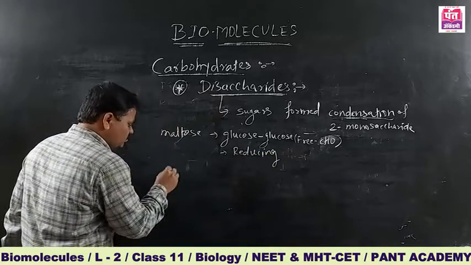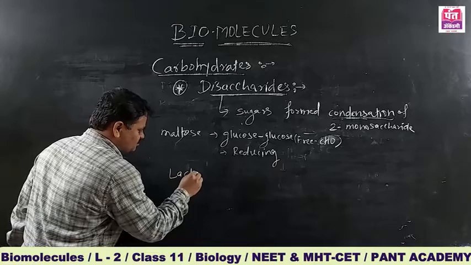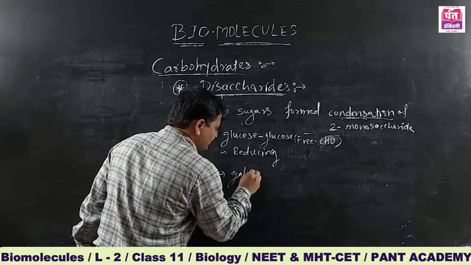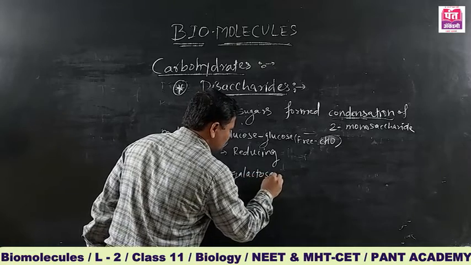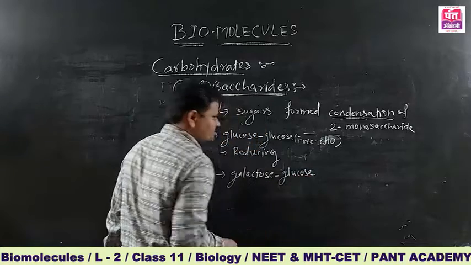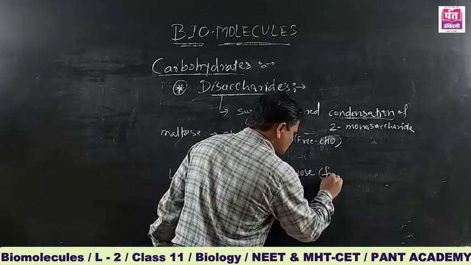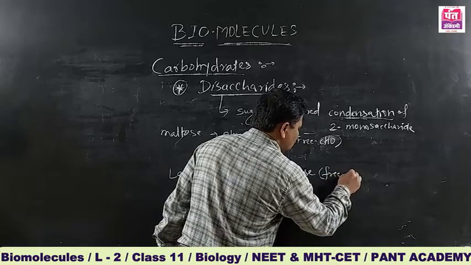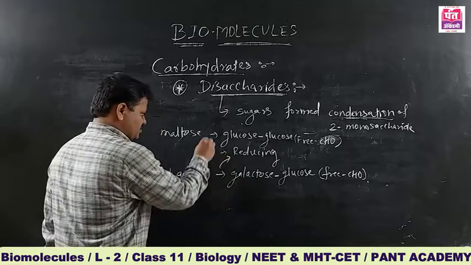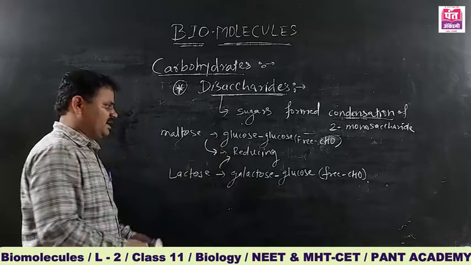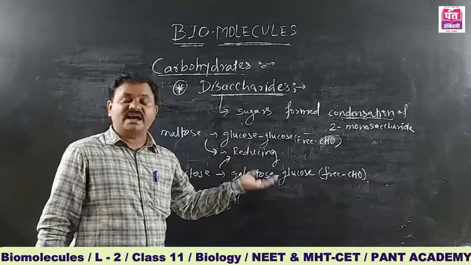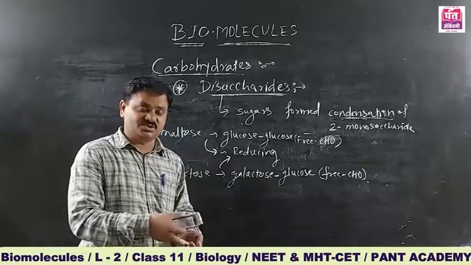When we look at the other kind of sugar, lactose is composed of galactose linked to glucose, and this glucose has a free CHO group, and therefore it is also reducing. Maltose is reducing and lactose is also a reducing sugar. So these are the two different kinds of disaccharide which are reducing sugars.